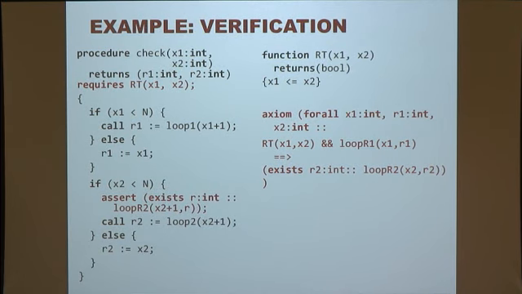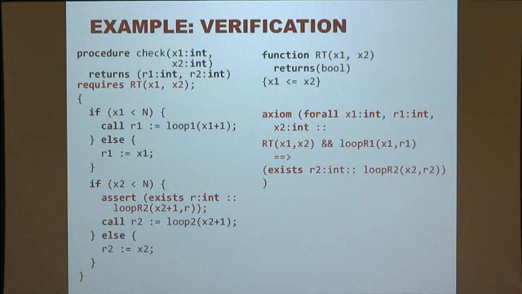Let me think a little bit about this. I always have to pause here. If x2 is less, then it could happen that the first program exits right away, but the second one has to iterate.